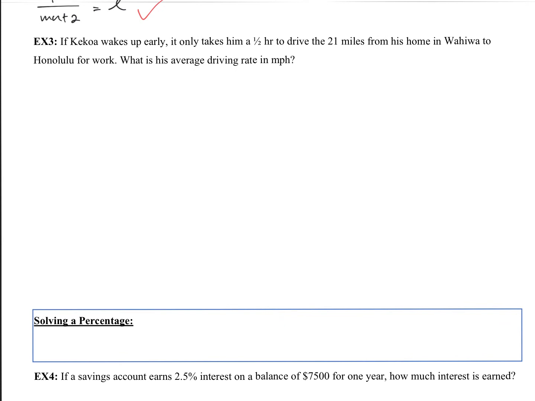Example 3. If Keikoa wakes up early, it only takes him a half hour to drive the 21 miles from his house in Wahiawa to Honolulu for work. What is his average driving rate in miles per hour?